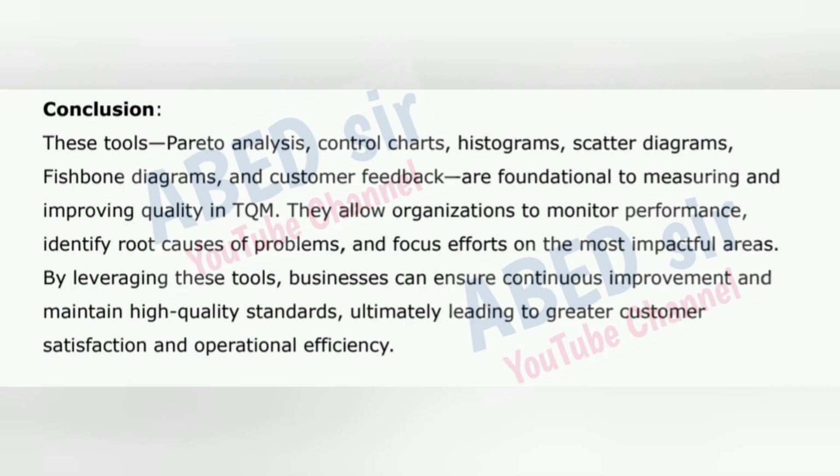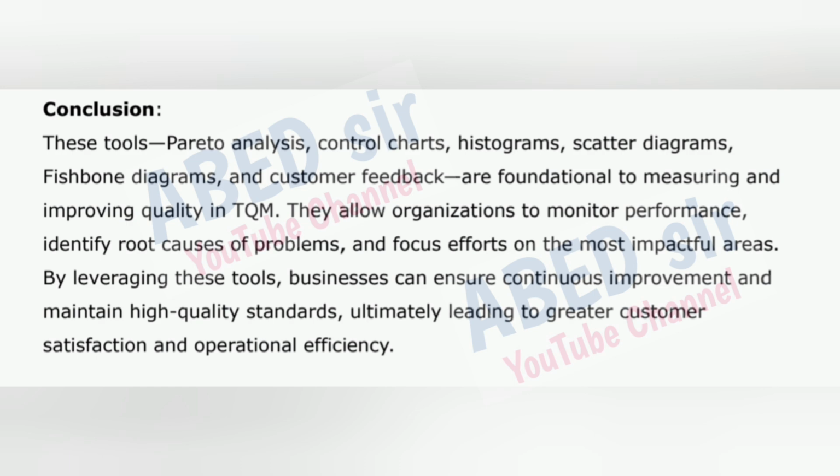Conclusion. These tools, Pareto analysis, control charts, histograms, scatter diagrams, fishbone diagrams, and customer feedback, are foundational to measuring and improving quality in TQM. They allow organizations to monitor performance, identify root causes of problems, and focus efforts on the most impactful areas. By leveraging these tools, businesses can ensure continuous improvement and maintain high-quality standards, ultimately leading to greater customer satisfaction and operational efficiency.